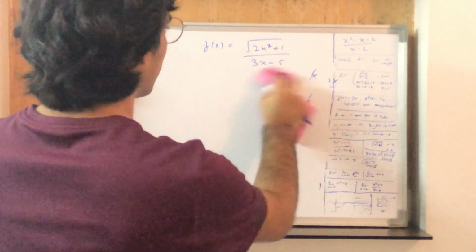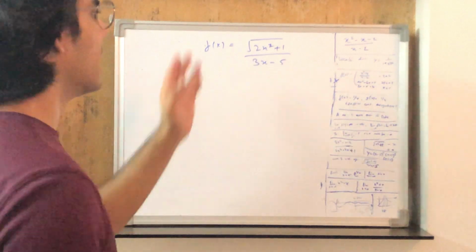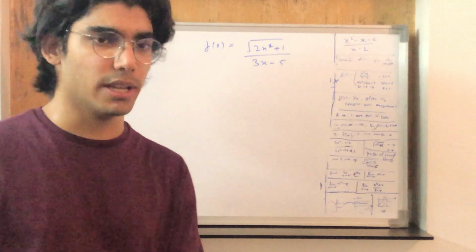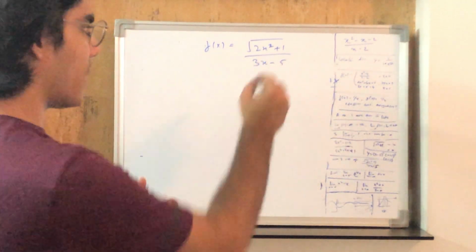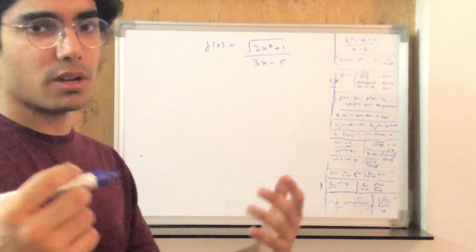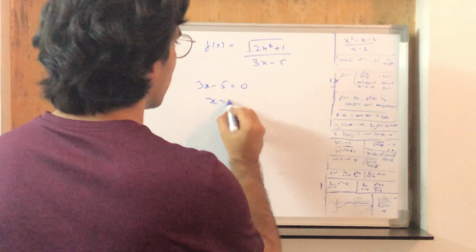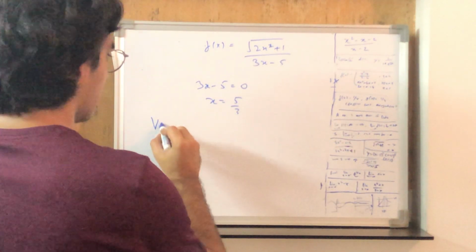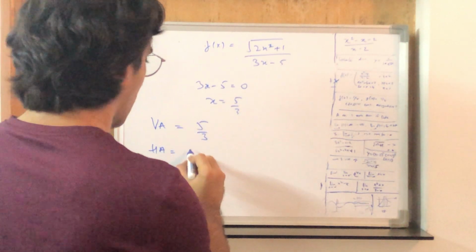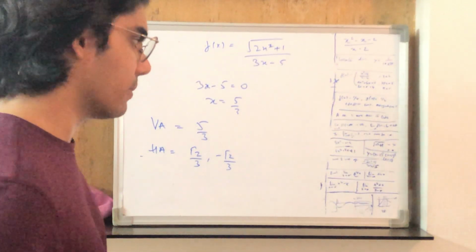Now we can just look at the vertical asymptote, but that's not too much work. Why? Because we just look at the function and see for what value of x this function is going to infinity. Simple, right? When the denominator is going to be 0. That's when the function is going to go to infinity. For the denominator to be 0, I have 3x minus 5 equal to 0, so x is equal to 5 over 3. Straightforward, right? The vertical asymptote is 5 over 3, and the horizontal asymptotes are root 2 over 3 and negative root 2 over 3.